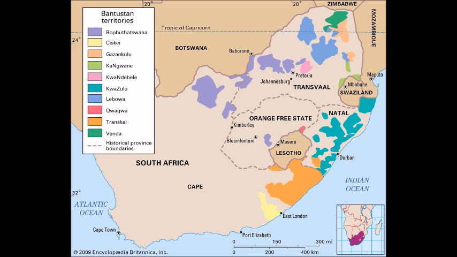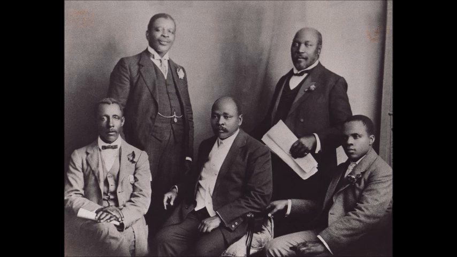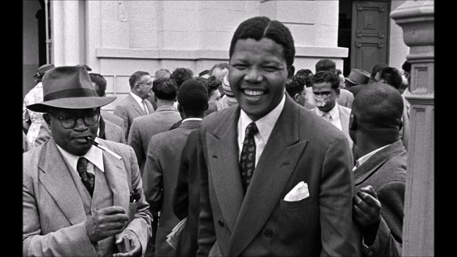The Natives Land Act was established in 1913. It gave 93% of the land to white people and 7% to the non-whites. The Native National Congress, the NNC, later termed the African National Congress, ANC, was established by educated black people who aimed to fight for black rights. In 1944, Nelson Mandela joined the ANC in hopes to get black rights back.